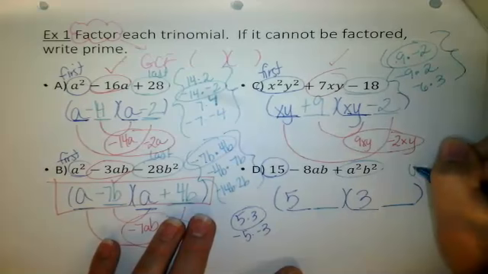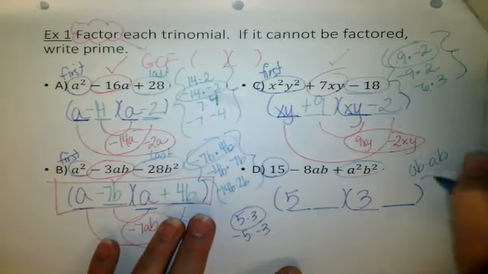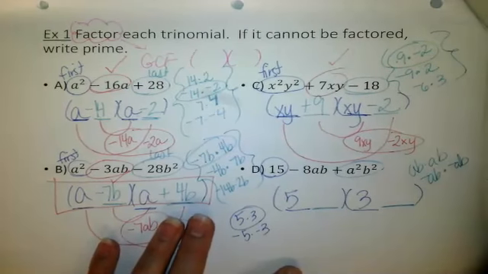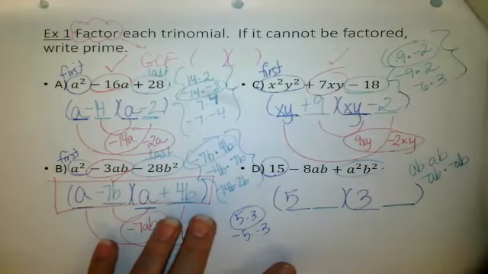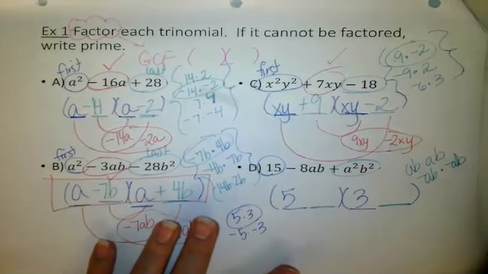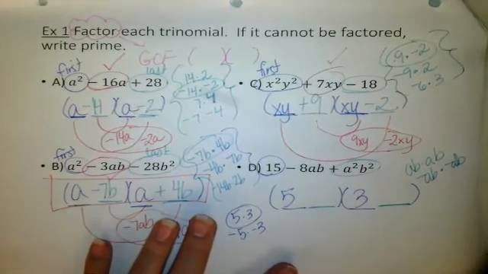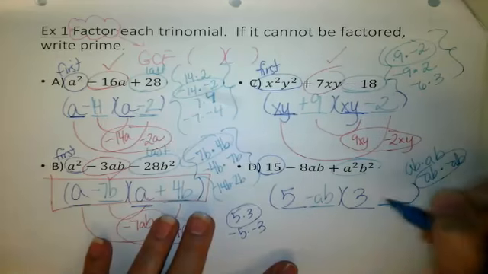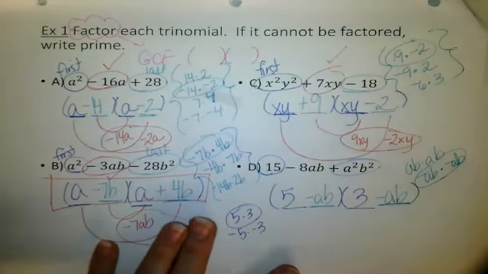AB times AB, or negative AB times negative AB. Those are our only options. Which ones do we need? The negatives. Yeah, we definitely need some negatives in there. So negative AB and negative AB.